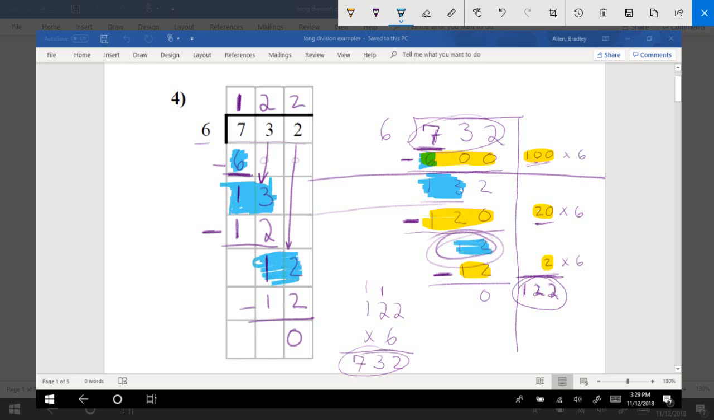We ended up with a 122, and we said, okay, my answer is already up top, right? 122 up top here. Well, over here we would actually have to add up our multiple parts, right? We'd have to find these multiple parts of how many times 6 can fit into 732. Over on this side, we did the same thing, just a little bit differently, okay?